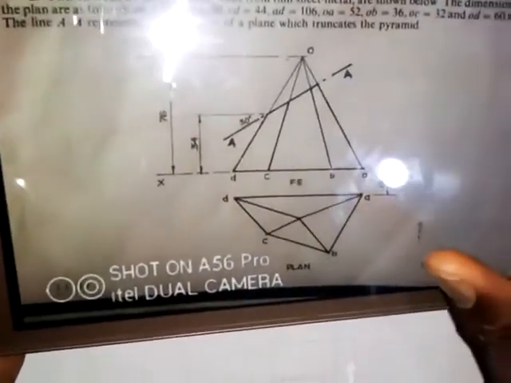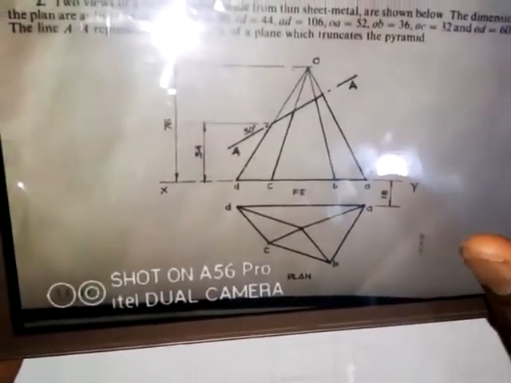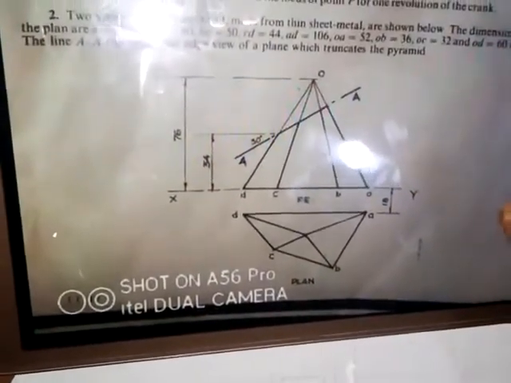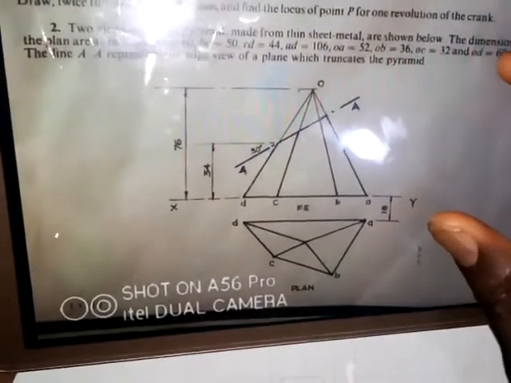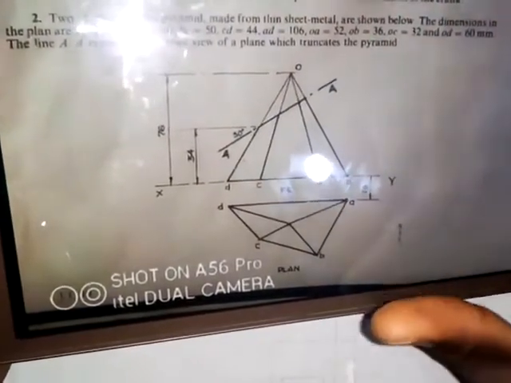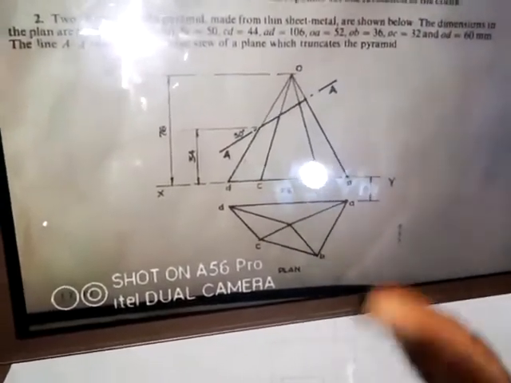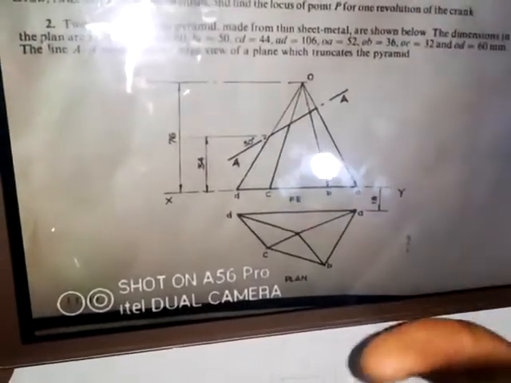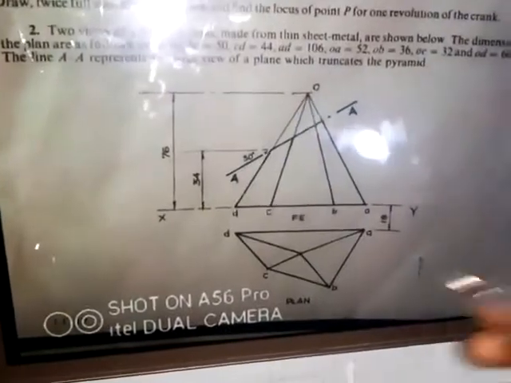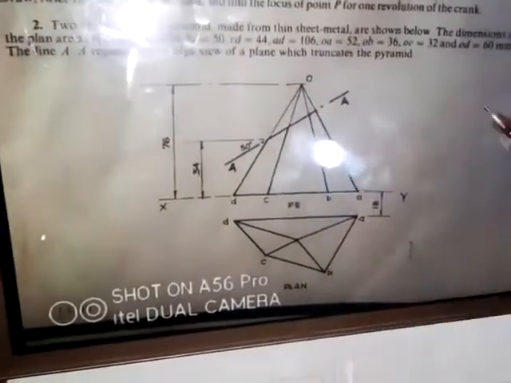Now this is the question that I want to solve. Actually, this question was sent to me by a student from Kenya, and I am seeing this kind of question for the first time. I've never seen a question like this before, and I believe that by God's grace we'll be able to solve this problem. Okay, now before I explain something about this diagram that you are looking at, let's read what the instruction says.